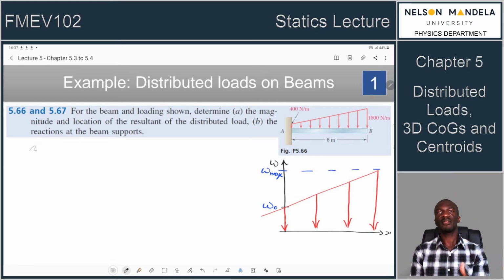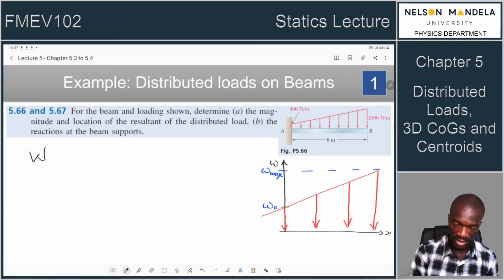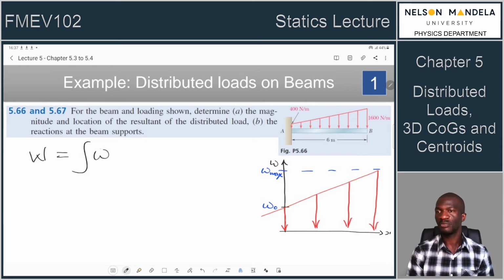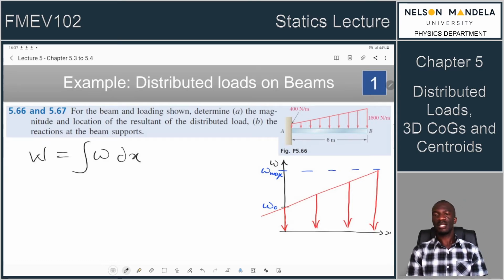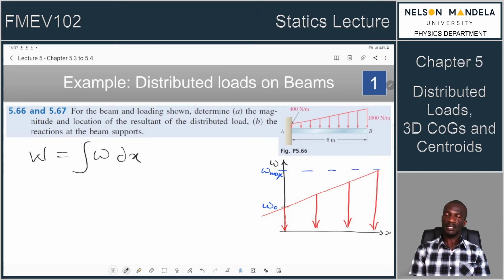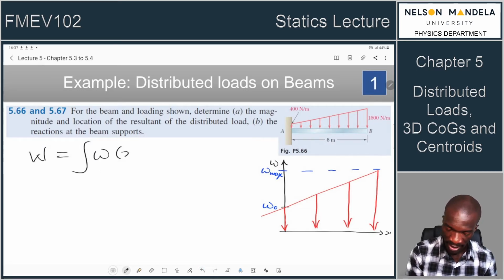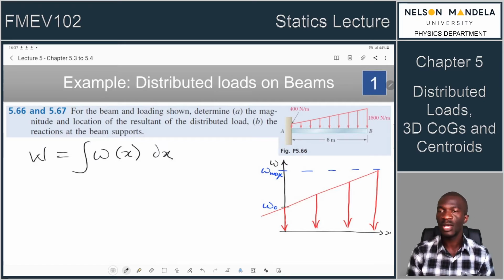If you remember those equations that we had, which showed us that to get the weight, this is simply given by the integral of the distributed load dx, the integral of the distributed load with respect to x. Now that equation is with respect to x. In other words, we need the equation of this distributed load with respect to x. What is the function omega of x, so that we can integrate it.